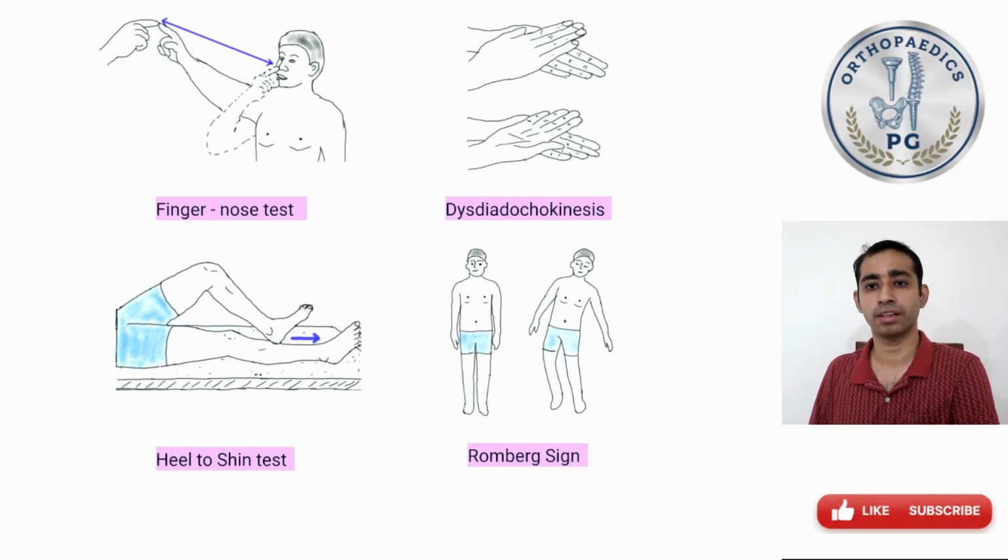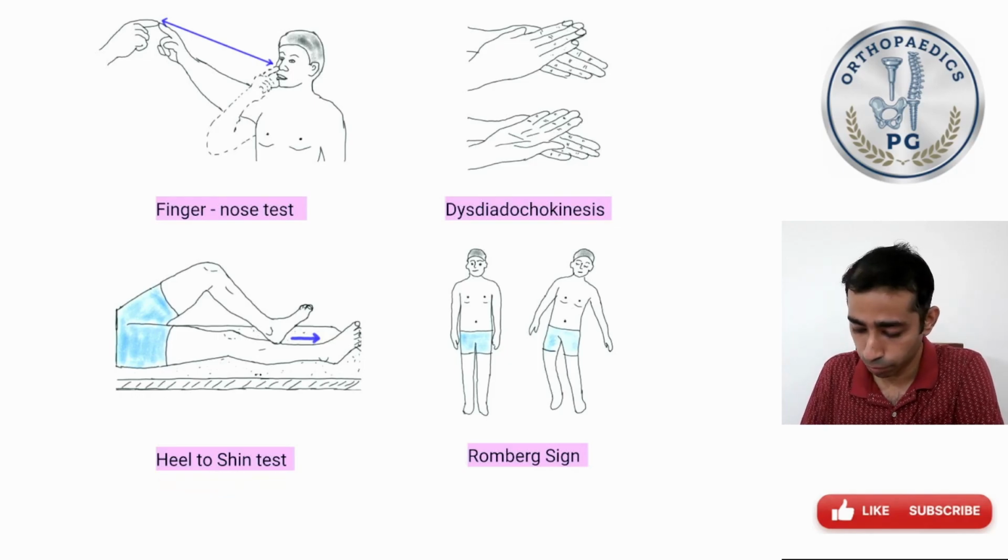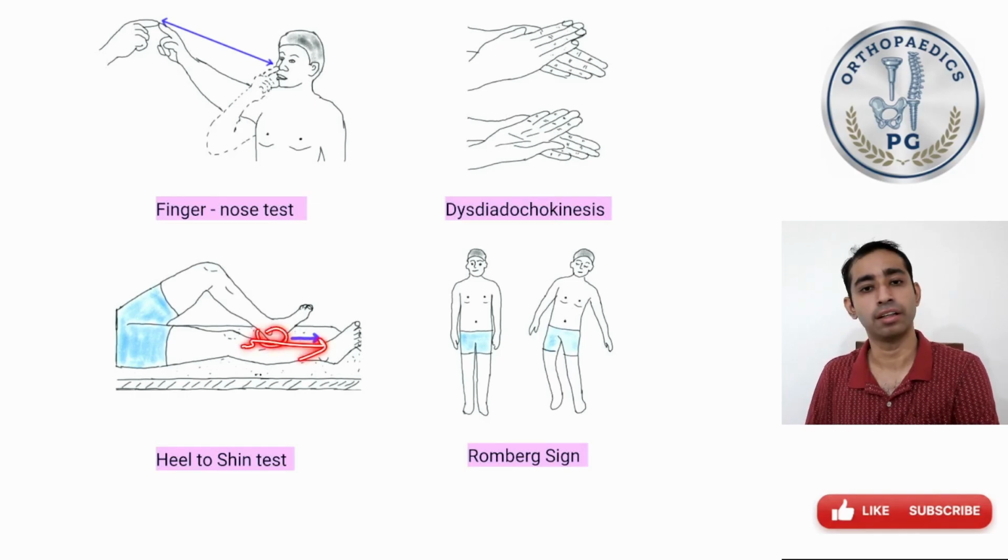In the lower limb, the test for the cerebellum is the heel-shin test, where the patient is asked to move the heel of one foot over the shin of the other foot in a caudal direction. Again, a patient with cerebellar problems will not generally be able to do it.